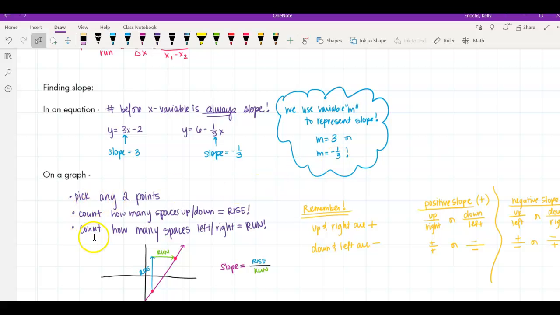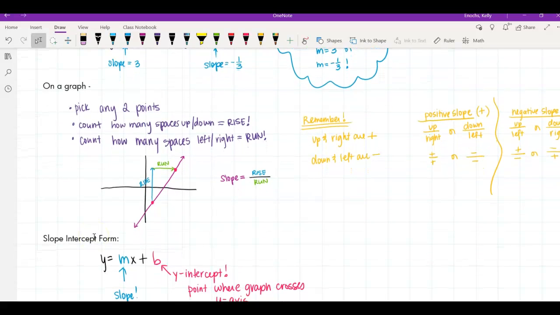Now, how do you find slope on a graph? Well, you pick any 2 points and you count how many spaces up or down, that's your rise, and then how many spaces left or right, that's your run. You write those as a fraction, rise over run.